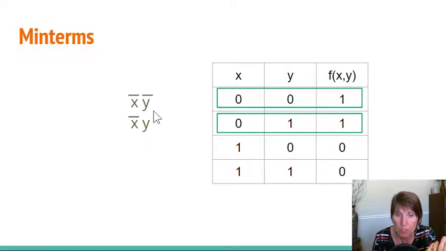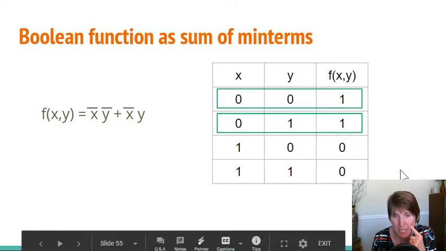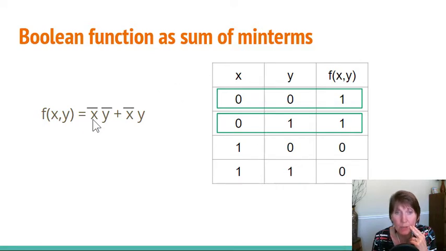And now we can use those minterms to create a Boolean expression that expresses the exact same function. And that is by summing them together. So we simply take the sum of the minterms. First, we identify each minterm, then we add them together, and that gives us a Boolean expression for the function that is represented in the table. And that's how we can go from a table to a Boolean expression for the same function.